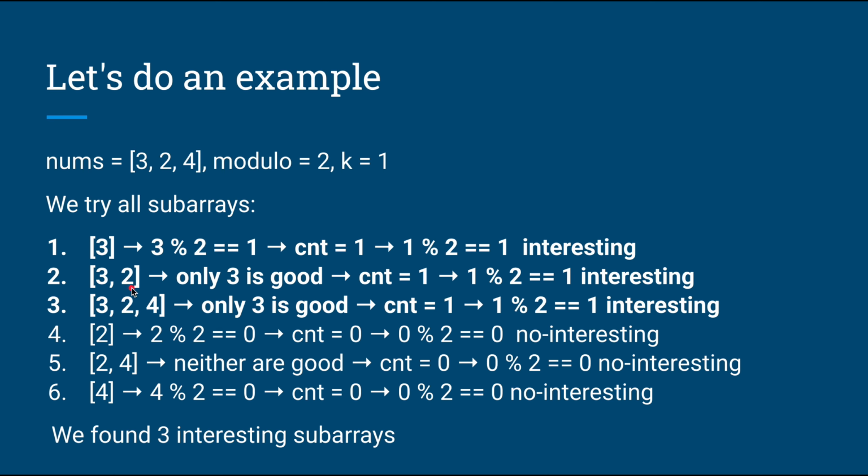Now if we talk about 3 2, we still only have one number satisfying nums[i] modulo 2 equal to k, that is 3. So this also becomes interesting. But if you talk about 2 4, neither of them satisfies the condition, so those are not interesting subarrays.